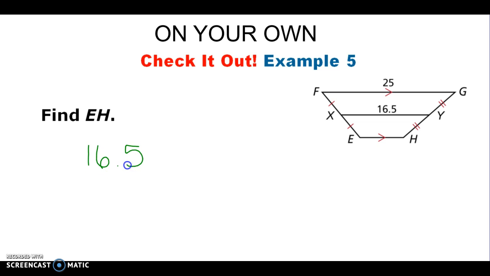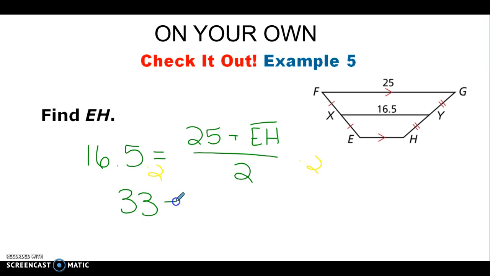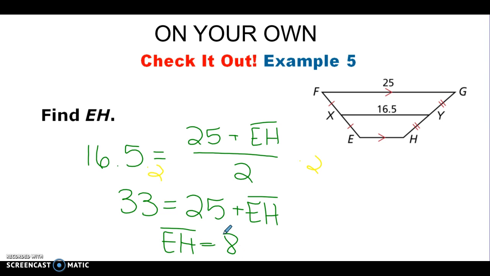If we were plugging it back in, we can multiply by 2. 16.5 is equal to the top base plus the bottom base, all divided by 2. So I can multiply both sides by 2 to get rid of that fraction. 16.5 times 2 is 33, equal to 25 plus EH. So you just subtract 25 from the 33. You get 8. EH is equal to 8. Good job, guys. We did math.